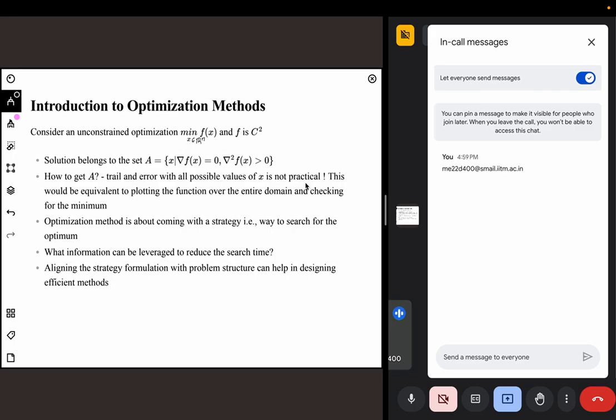Now, even for this, we have to go through all the x values. So we have to come up with a strategy of how to search all the x values and eventually come to a solution. And that is exactly what optimization methods are about. How do we formulate a strategy, and what information can we use so that we can reduce the number of values of x that we are searching? That is the whole point of these optimization methods.